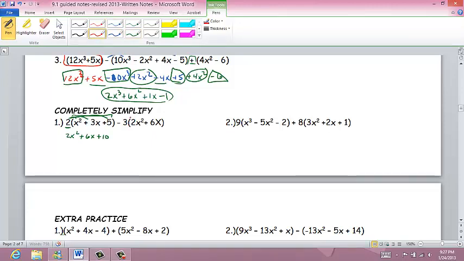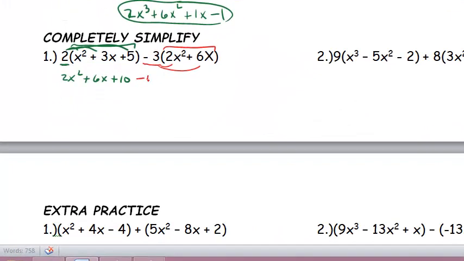Now, when I look at the second set of parentheses, what is to the left or linked by multiplication to this set of parentheses? That's that negative 3 there. And I have to read that as negative 3, which means I'm going to distribute that negative 3 to each term in that polynomial. So negative 3 times 2x squared would be negative 6x squared. Negative 3 times 6x is minus 18x.